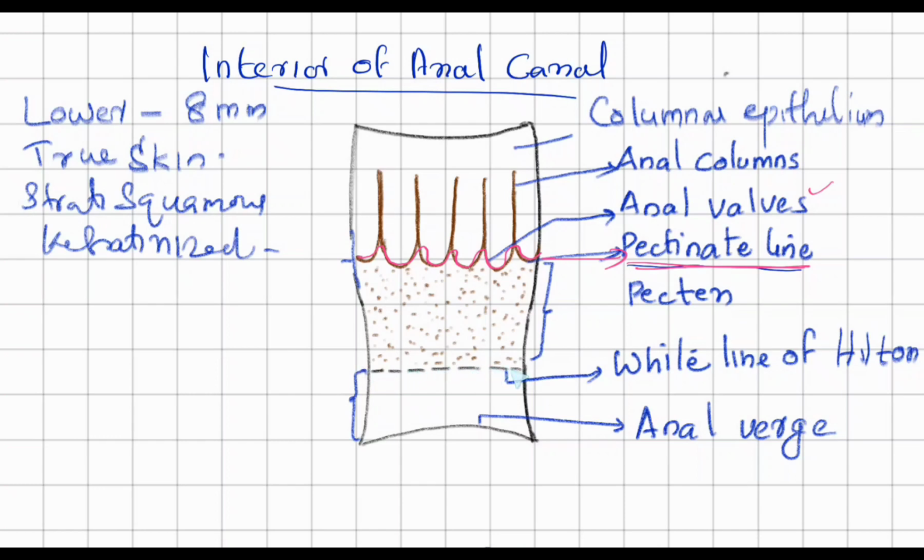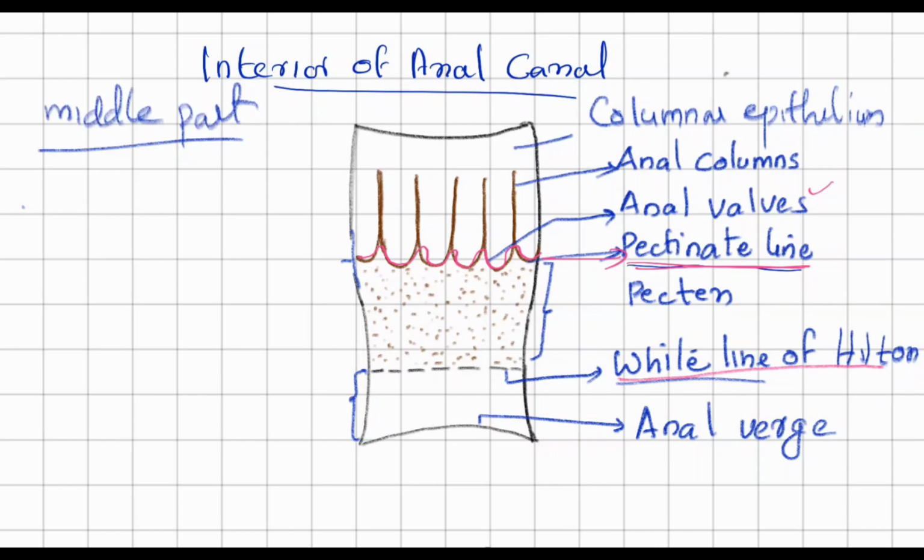The junction between these two is marked by a line known as the white line of Hilton. Remember, the white line of Hilton separates the middle and lower parts of the anal canal. What is the color of this middle portion? The middle portion is bluish pink in color. The upper part is pinkish, the middle part is bluish pink, and the lower part is the same as the color of the true skin.